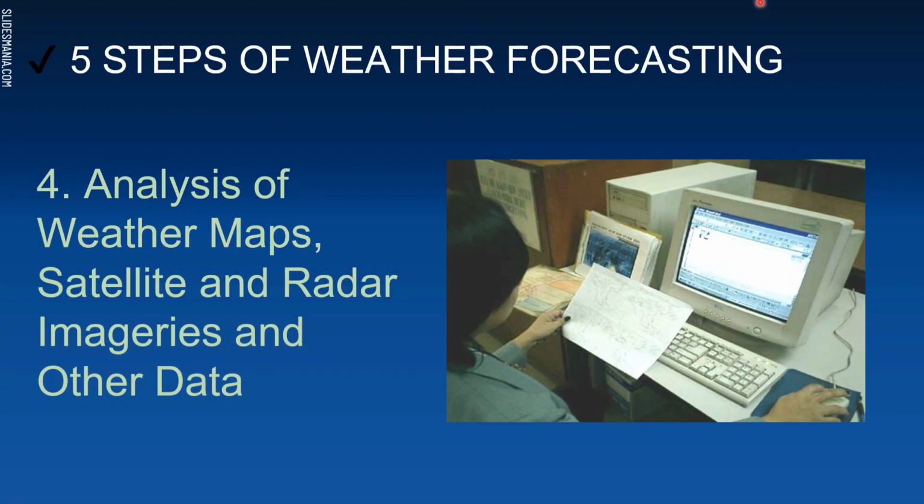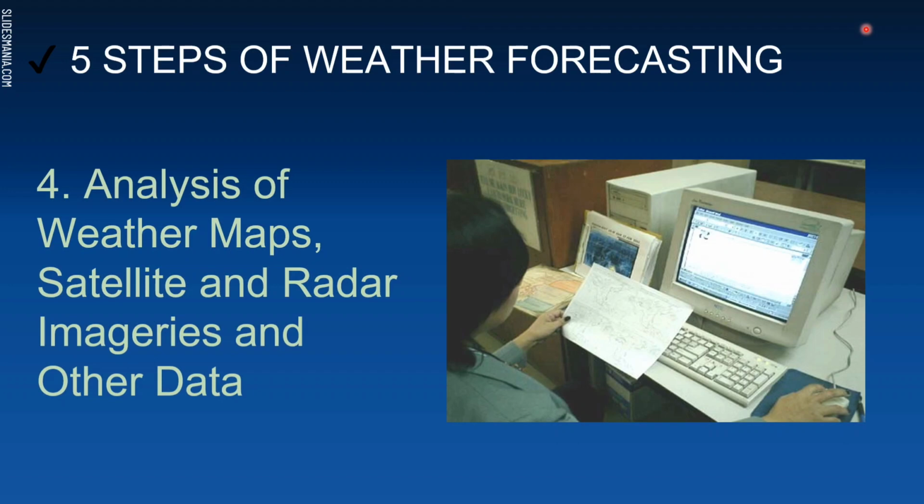And the fourth one, analysis of weather maps, satellite and radar imagery, and other data. So the current weather maps are analyzed through different weather charts, namely the surface MSL chart, wherein the data plotted on the weather map are analyzed isobarically. This means the same atmospheric pressure at different places are interconnected with a line, taking into consideration the direction of the wind. We also have upper air charts, wherein the data plotted on this weather map are analyzed using a streamline analysis or the numerical weather prediction model output.